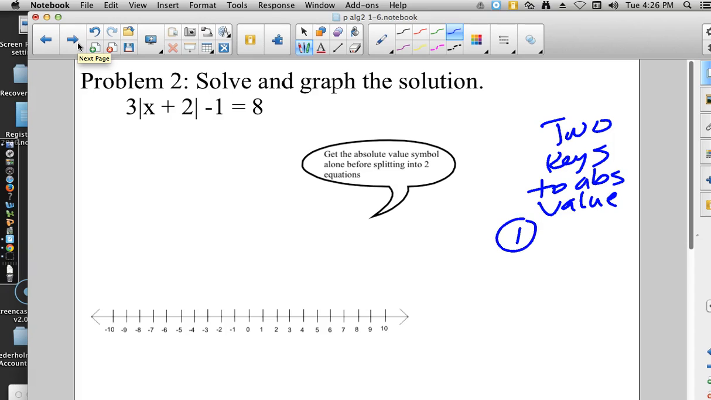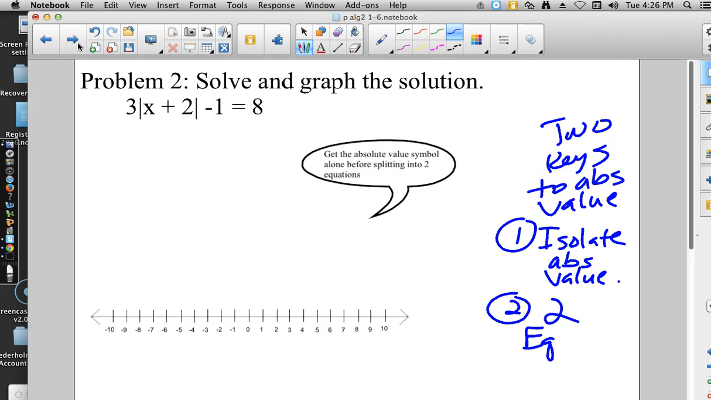One, isolate abs value. You have to have the absolute value all by itself on one side of the equation. Two, two equations, not just one. But in order to figure out those two equations, you have to have the absolute value all by itself first.